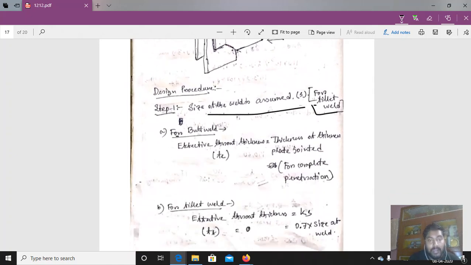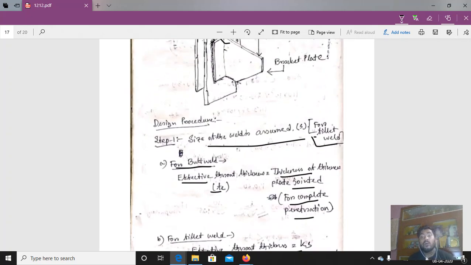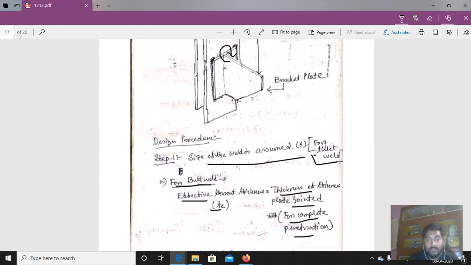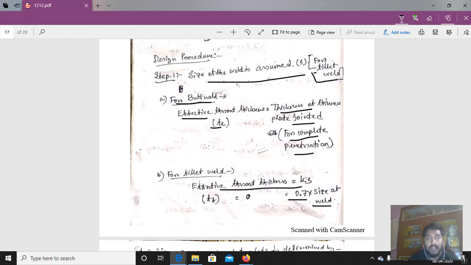Now for the butt weld, that is the groove weld, the effective throat thickness TT is the thickness of the thinner plate. If you can recall, I have also written this in your previous notes: the thickness of the thinner plate is taken to calculate the effective throat thickness for complete penetration. We are taking complete penetration. For a fillet weld, the effective throat thickness is equal to K into S, that is 0.7 into the size of the weld. We can use the size of the weld we have taken for the fillet weld. This is step number 1.